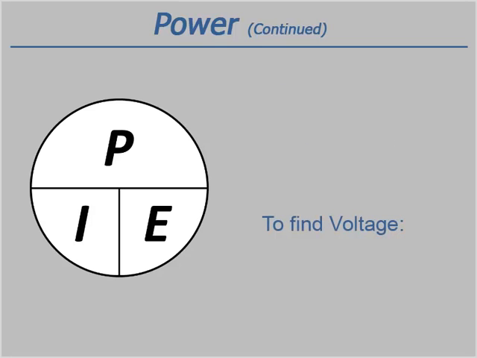Likewise, to find the applied voltage, covering the E leaves the expression P over I visible, which shows that E equals P divided by I, or, commonly stated, E equals P over I.